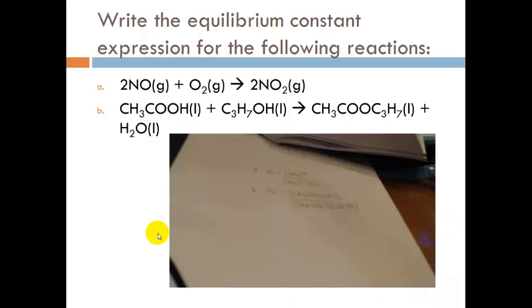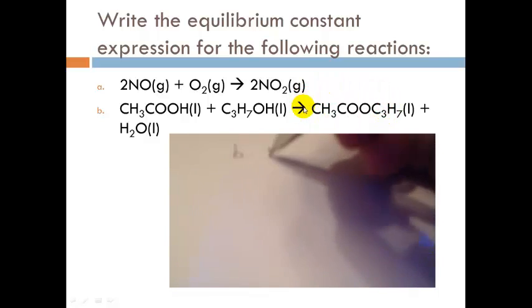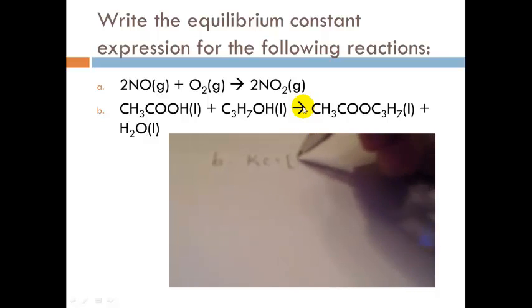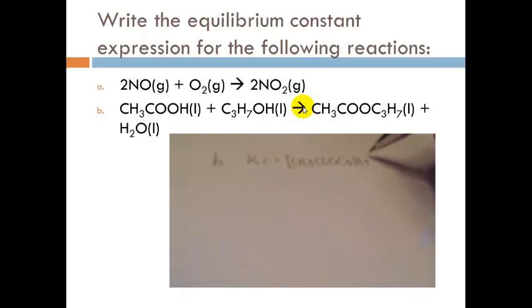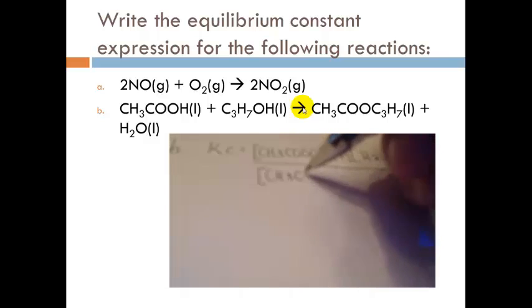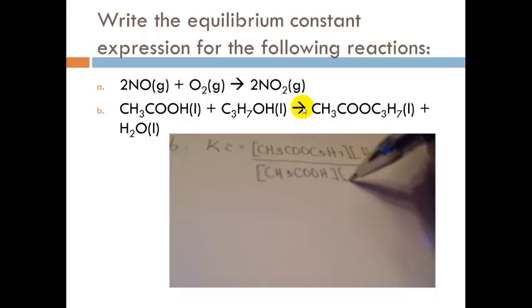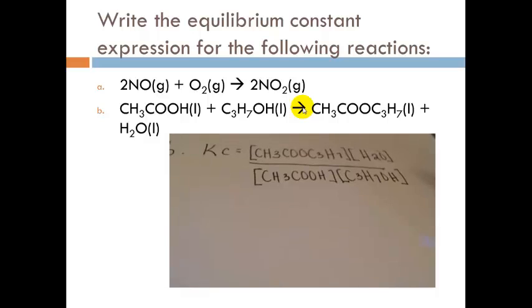For part B, we can see that the products are this long molecule, so Kc equals concentration of CH3COOC3H7, there's no coefficient, times the concentration of H2O, all over the concentration of CH3COOH, acetic acid, times the concentration of C3H7OH, which is propanol.